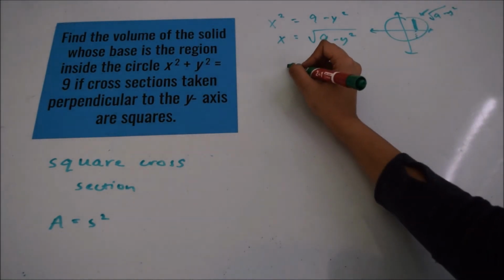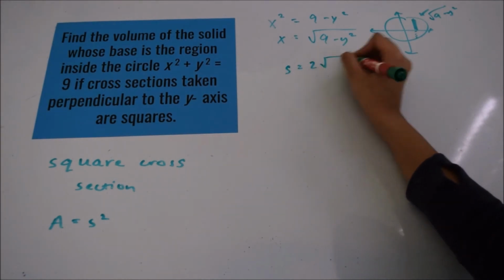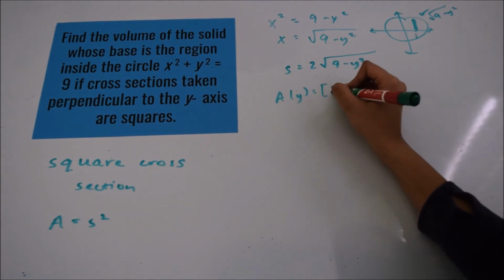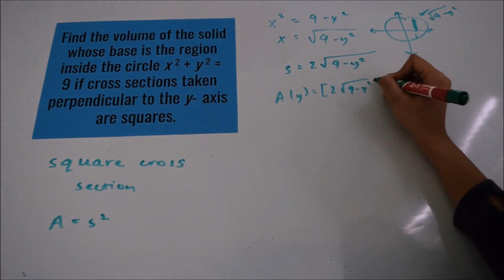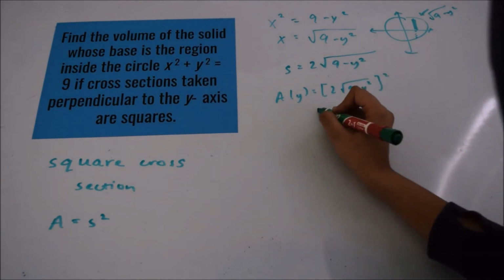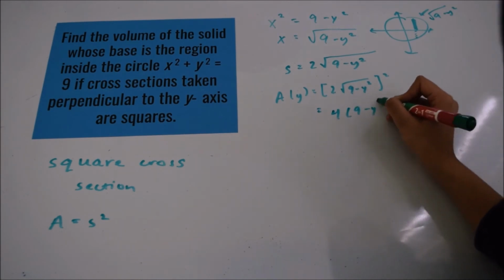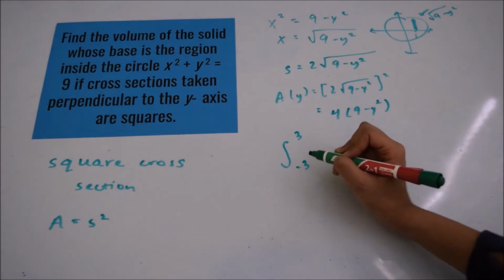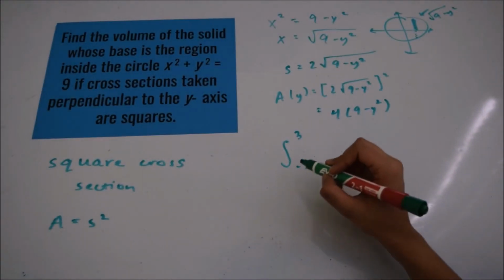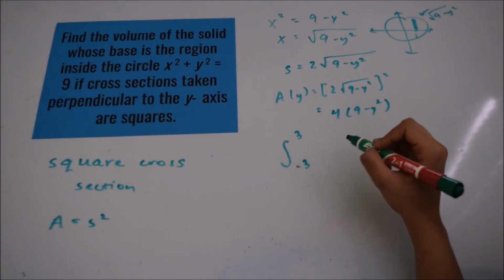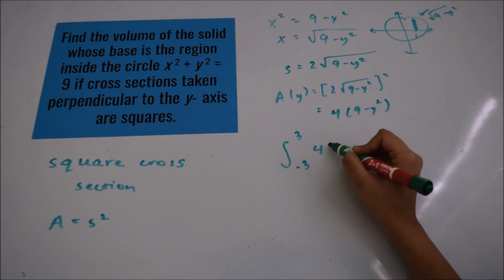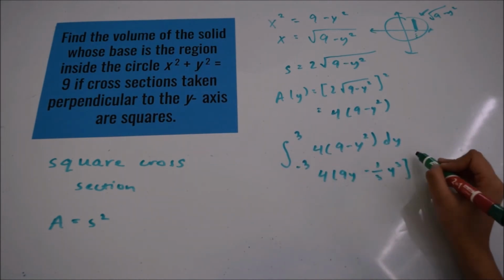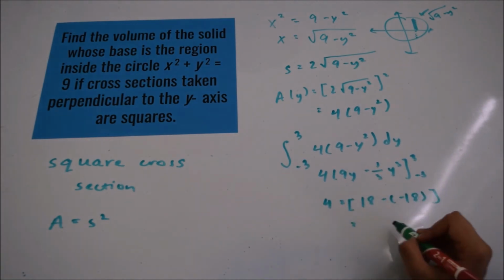Now multiply 2 by the square root of 9 minus y squared. Additionally, this value must be squared to calculate the area of a square and will result to be 4 times 9 minus y squared. Integrate this value from -3 to 3 since these are the endpoints of the circle based on the radius. After finalizing the antiderivative, evaluate from -3 to 3. Substitute -3 and 3 in their corresponding values and solve the equation. The final volume will be equal to 144.